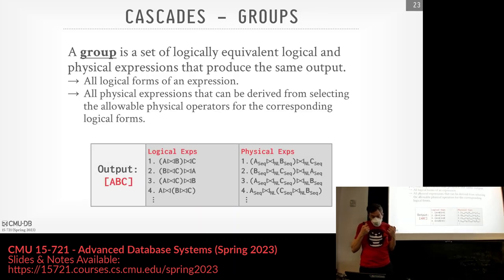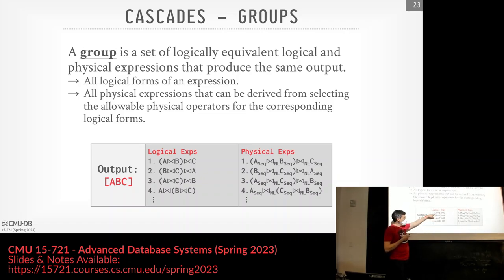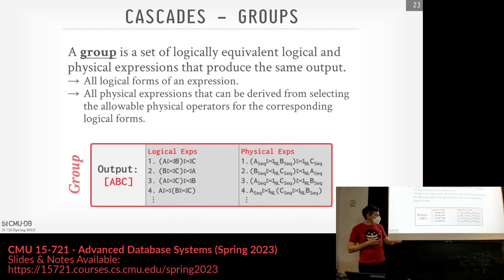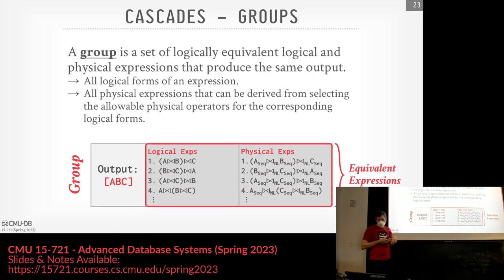All right, so now with expressions, we're going to combine them together into what are called groups. A group is identified by the expression that it produces as its output. Within that, you have unordered sets of the logical and the physical expressions that produce that output. In this case, my output is the combination of A, B, and C. The logical expressions equivalent to it are A join B followed by join C, B join C followed by join A, and so forth. The physical expressions would be all the different permutations of the physical operators that represent the logical expressions. This whole thing we call the group, and these are all the equivalent expressions within that group that produce the same output.